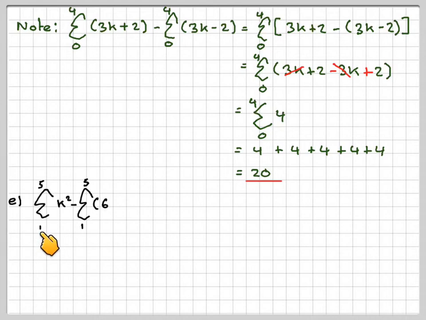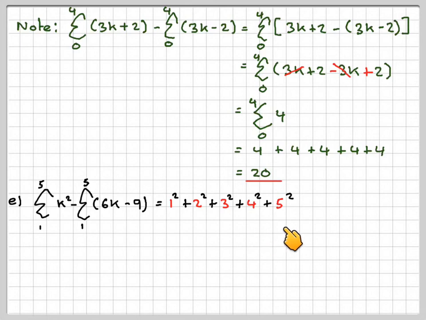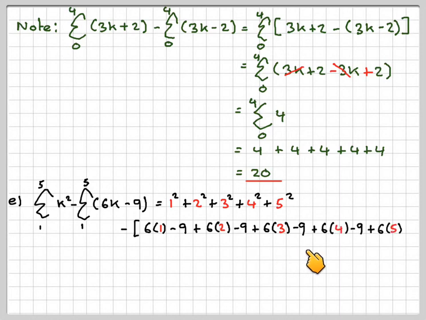Okay, from 1 to 5 of k squared, minus from 1 to 5 of 6k minus 9. So k squared will be 1 squared plus 2 squared plus 3 squared plus 4 squared plus 5 squared. Minus in bracket 6 times 1 minus 9, 6 times 2 minus 9, 6 times 3 minus 9, 6 times 4 minus 9, 6 times 5 minus 9.